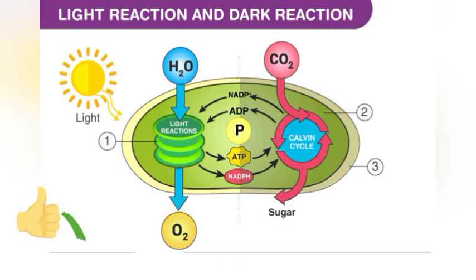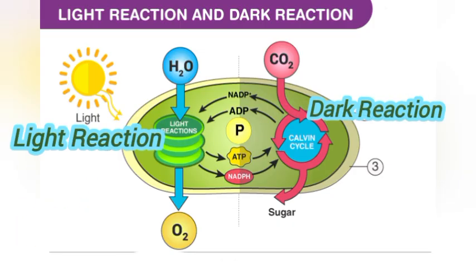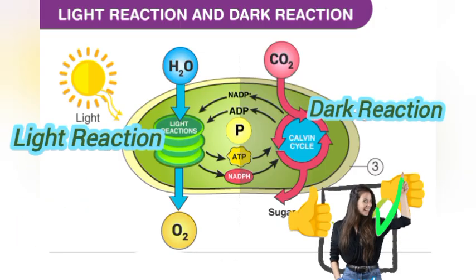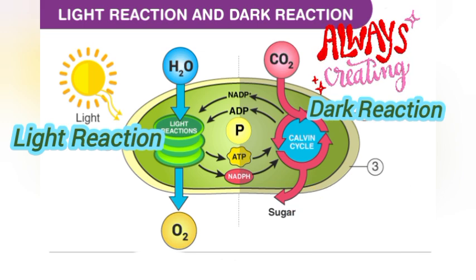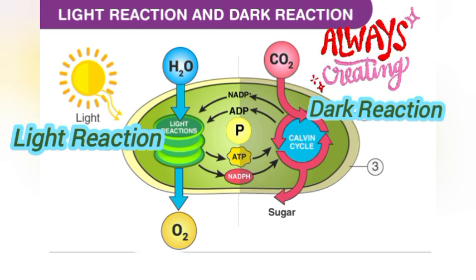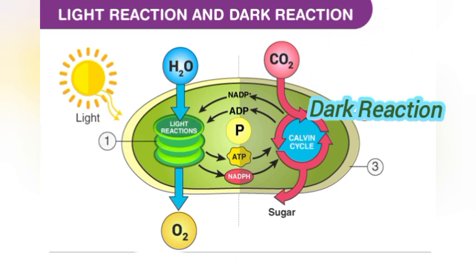Here, light dependent reaction depends on light, whereas light independent reaction does not depend on light. It doesn't mean that this light independent reaction does not happen in light. It can happen even in light, but it doesn't require light. And it can also be called dark reaction, not because it happens in the dark, but because it doesn't need light. Hope you understood.